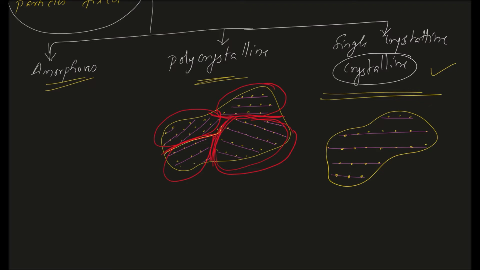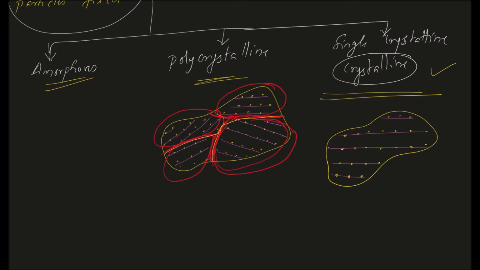All these are grain boundaries where the periodicity of the materials changes, and this will introduce several defects and several property changes can happen in polycrystalline material compared to the single crystalline materials.